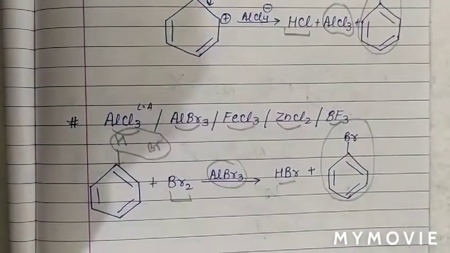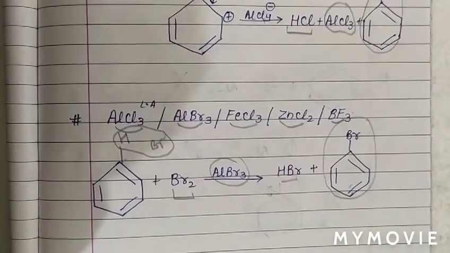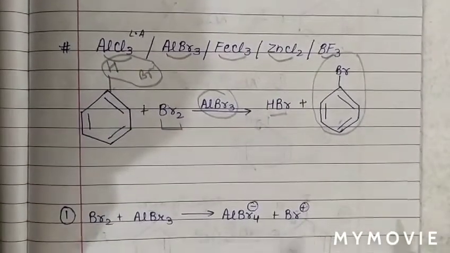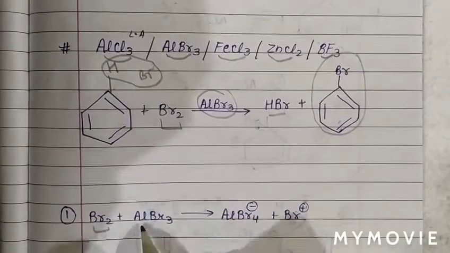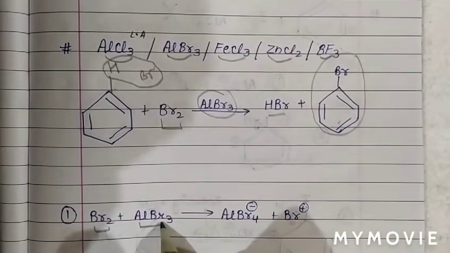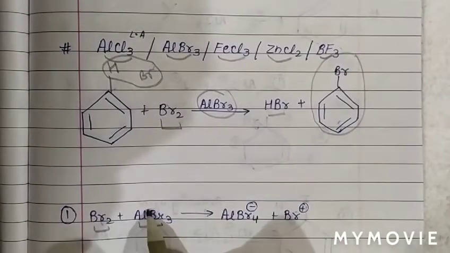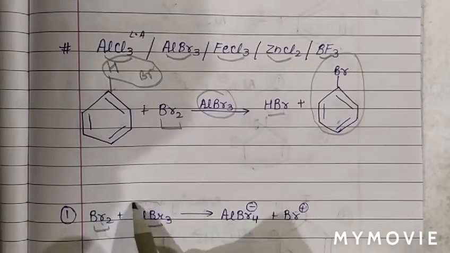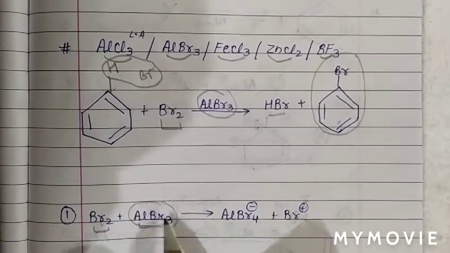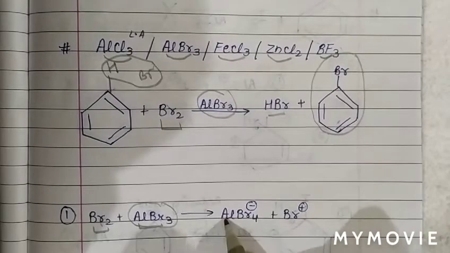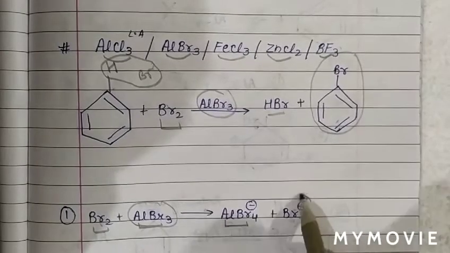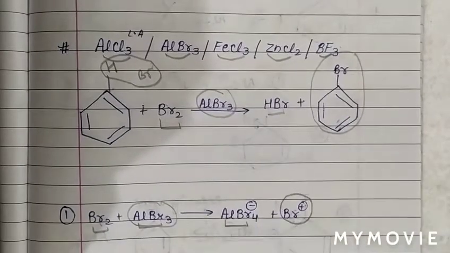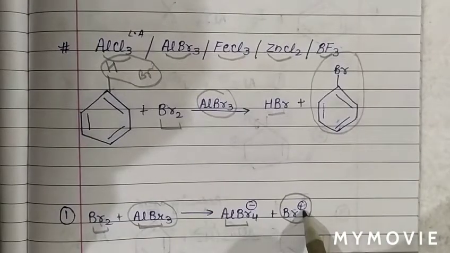Now see the mechanism. The first step is generation of the electrophile. When Br2 is in the presence of AlBr3, one bromine atom attacks aluminium to remove its electron deficiency, because AlBr3 is a Lewis acid. So it forms AlBr4 negative and generates the electrophile Br positive ion. Now this electrophile will attack the benzene ring.